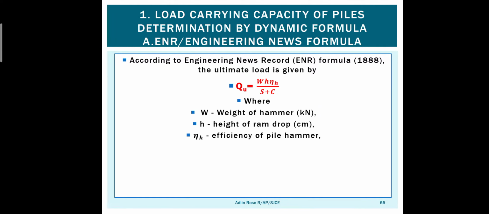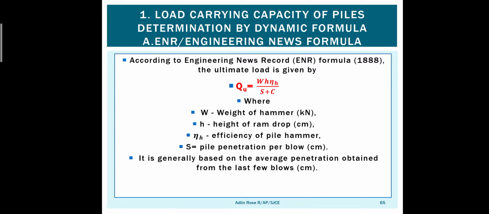Then we have eta h. Eta is efficiency, you know that in hydraulics you put eta for efficiency. So eta h is the efficiency of the pile hammer. S is penetration, pile penetration per blow, or we simply call it set. S stands for set, the last blows which we give for the final setting of the pile inside the soil. It is measured in centimeter.